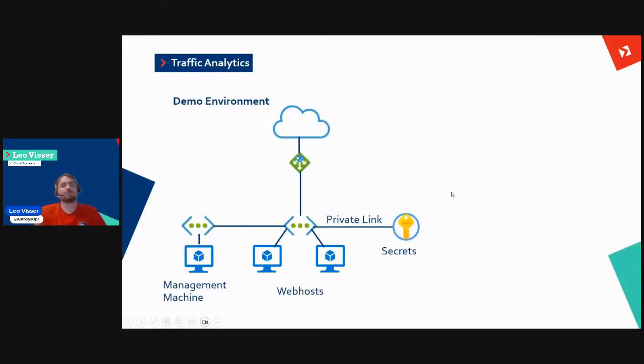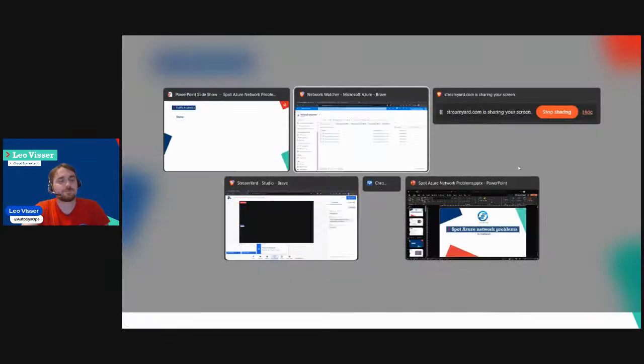First, let me paint the scene a little bit. I've got a small demo environment where I've got an application gateway linked to a virtual network, which has two web hosts providing a load balanced website. There's a key vault, and the web hosts use some access to this key vault. And I've got a management machine in a different virtual network, which I can use as a jump host to manage these machines. It's a quite simple network.